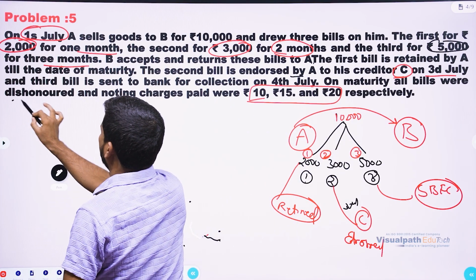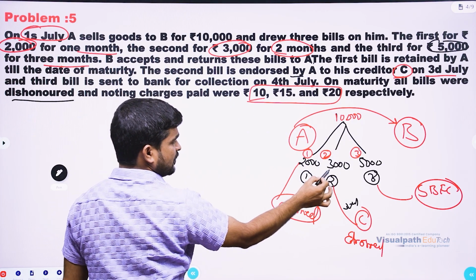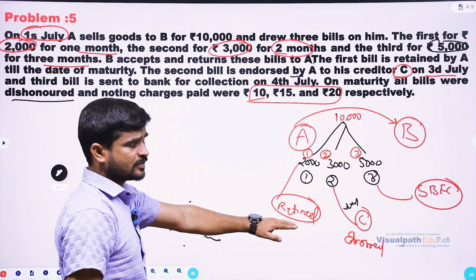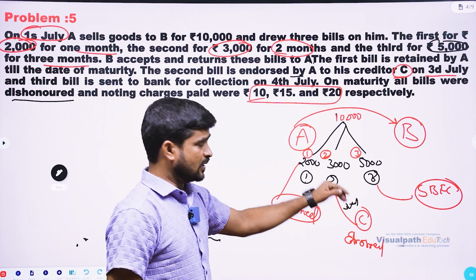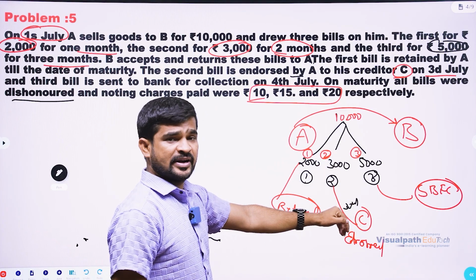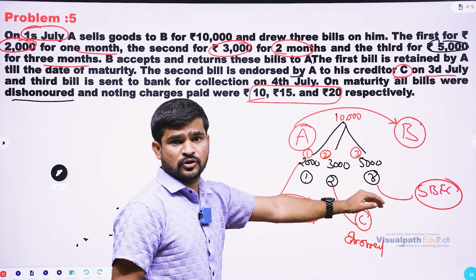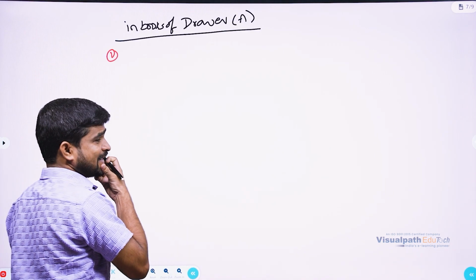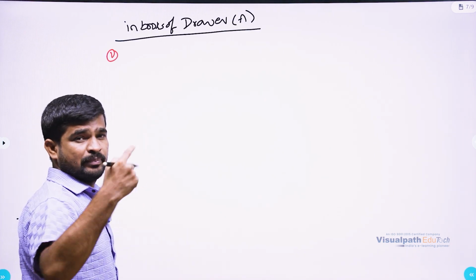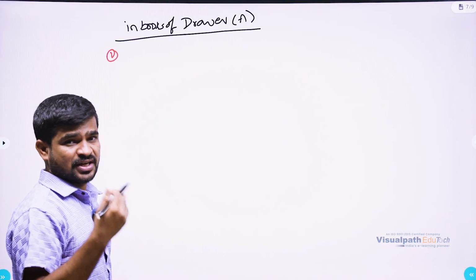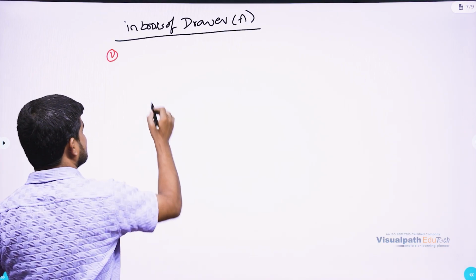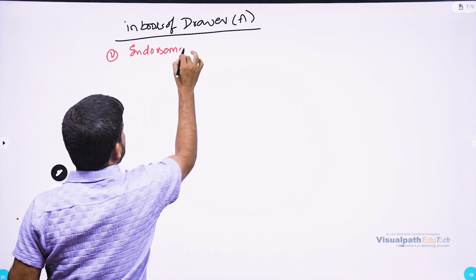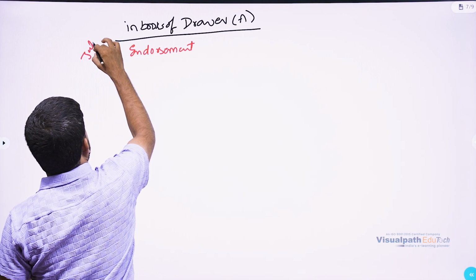What did it say here? All the bills are dishonored. It means before the second and third bills are dishonored, the first bill will be dishonored. So we will write the first bill dishonored entry, then the endorsement entry, then it will be dishonored, then we will write the sent to bank for collection. We have to follow that order. According to the order, what is the first thing that happened here? The third bill is sent to bank for collection, and the second bill is endorsed. So write the entry for the endorsement of the bill, which is on July 3.